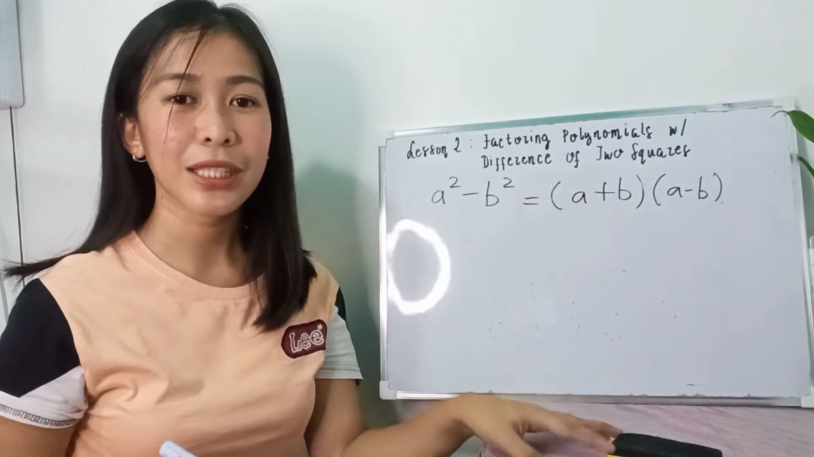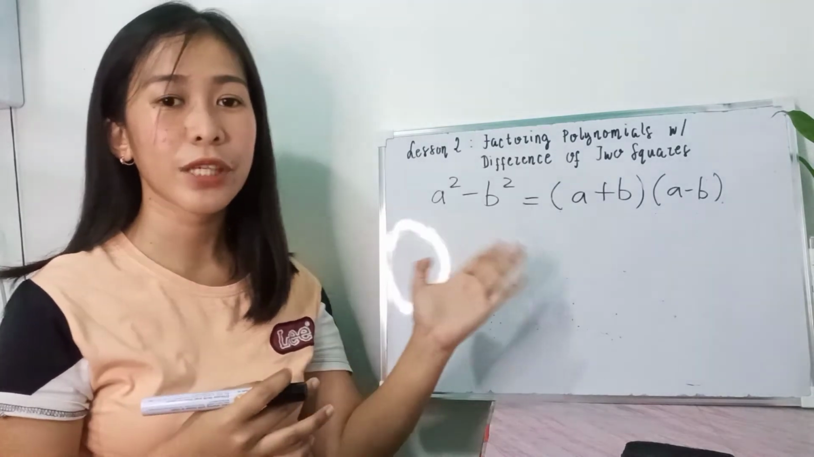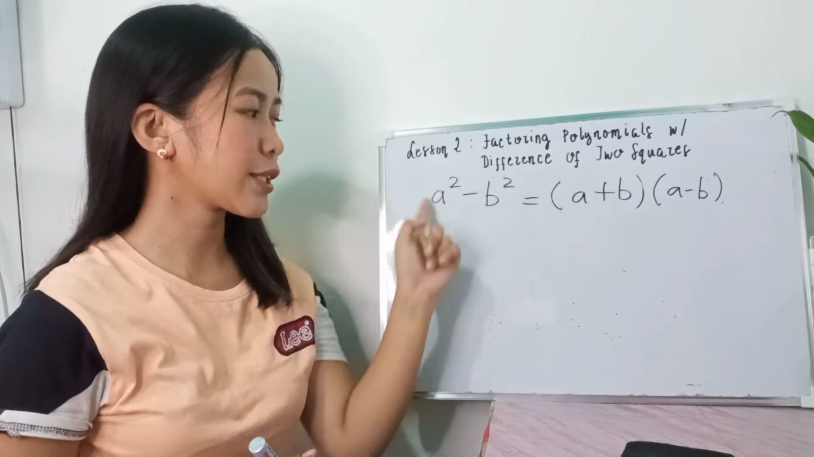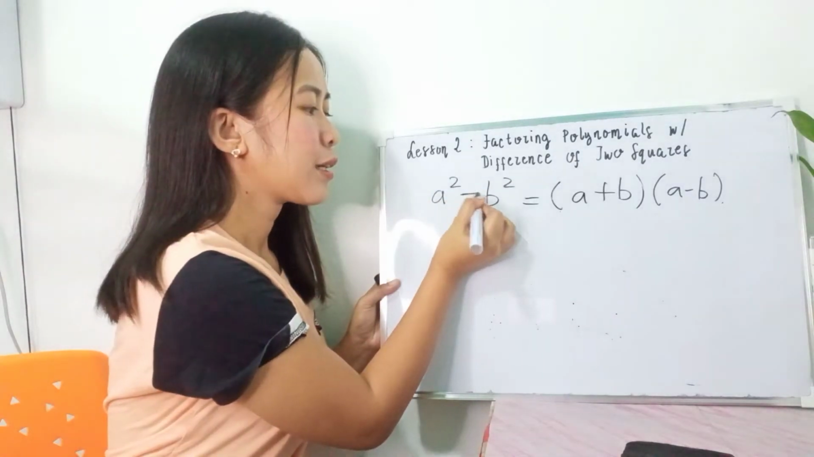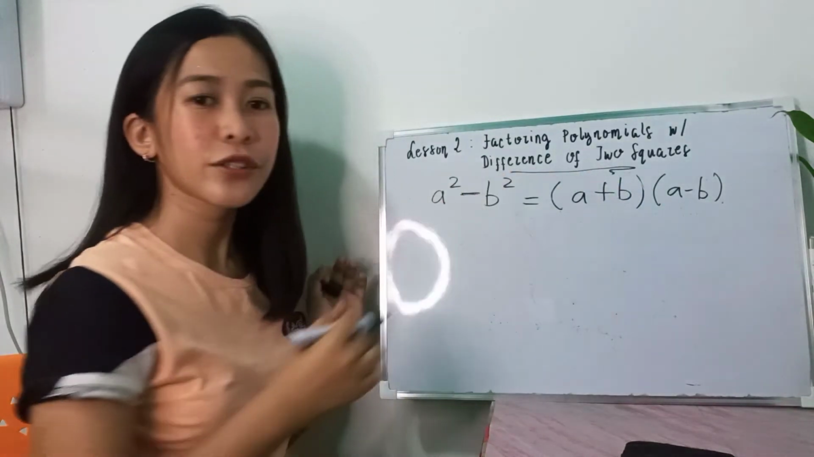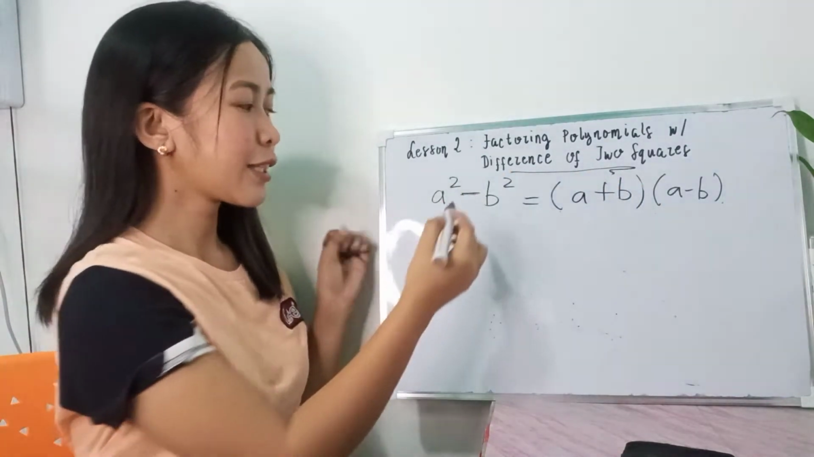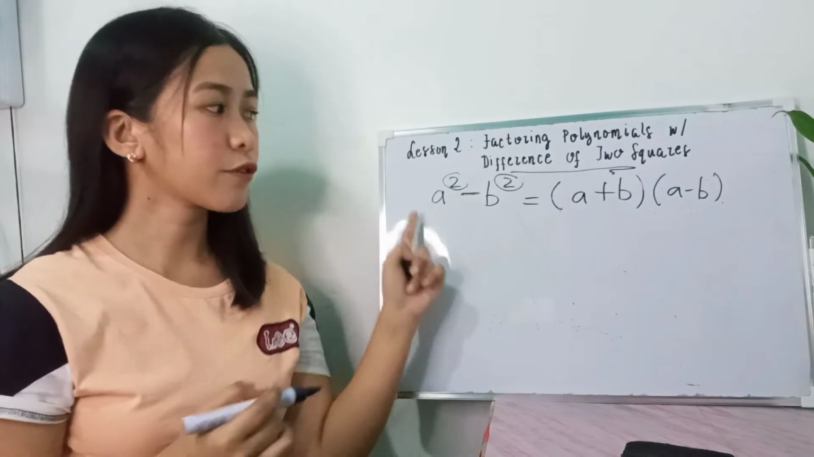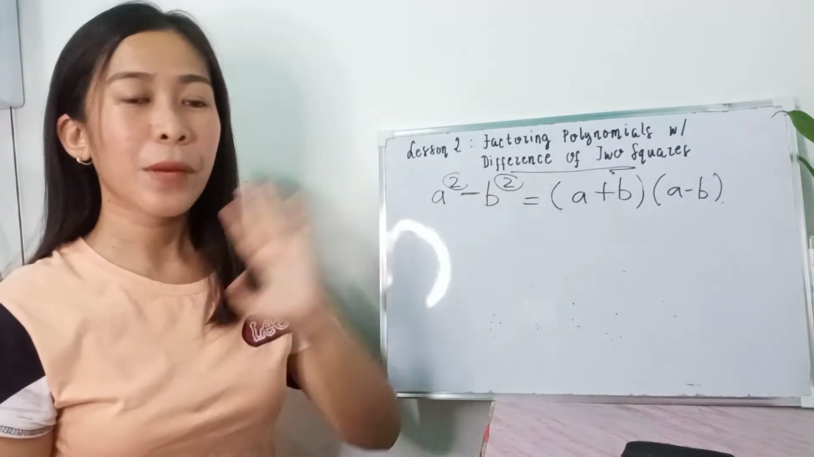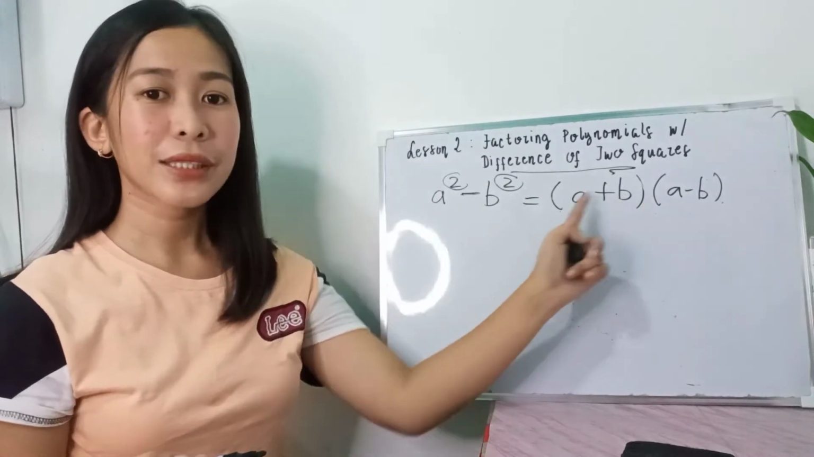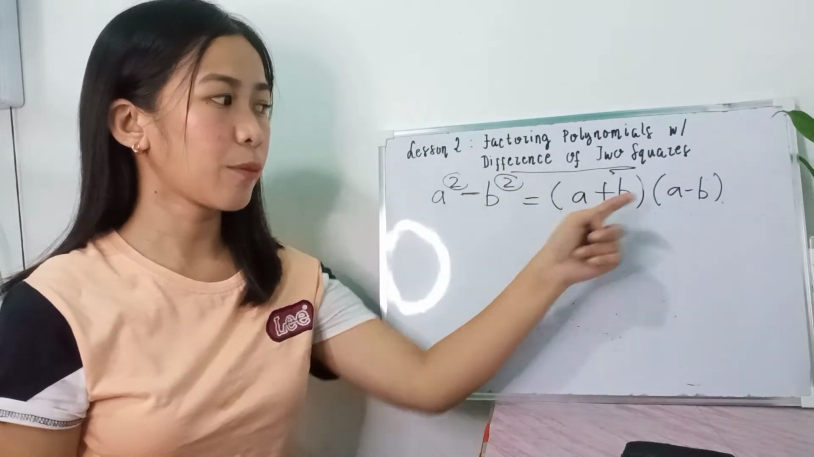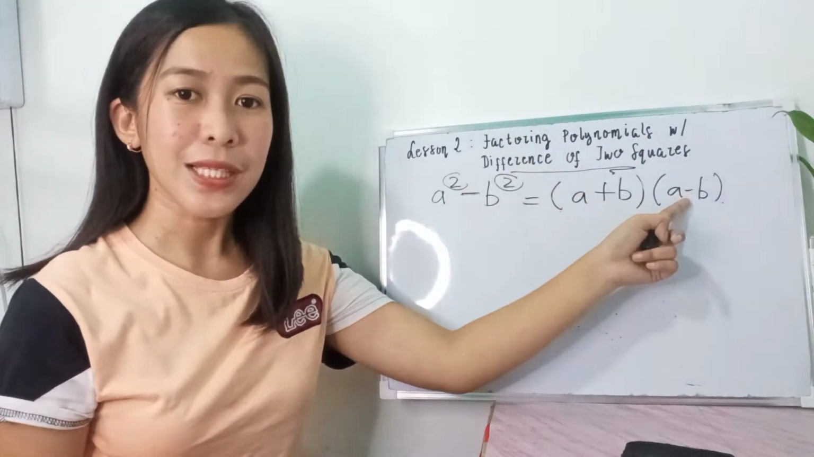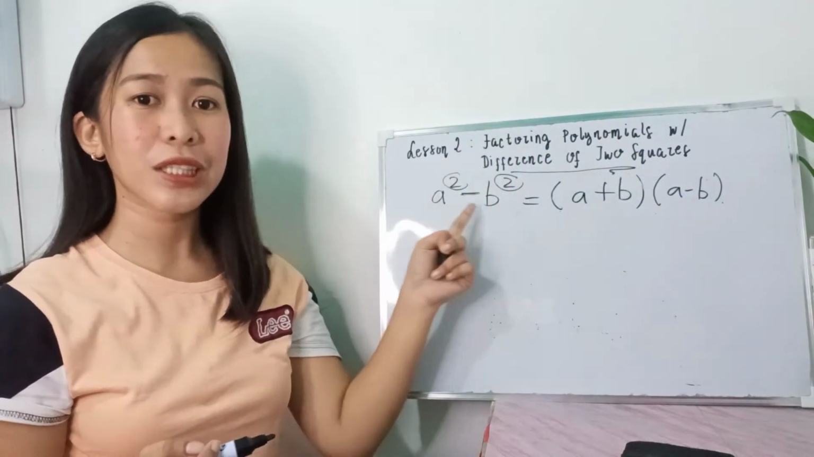Ito lang yung pattern na gagamitin natin when we're going to factor polynomials with difference of two squares. And as you can see, this is what we call the difference of two squares. Kapag may nakita kayong minus, therefore, you are going to use difference of two squares to factor it. As you can see, we have here square and square, and that is difference of two squares. And of course, the pattern would be the product of two binomial. This is a binomial, this is also a binomial, which is the sum and difference of the square root of these two terms.